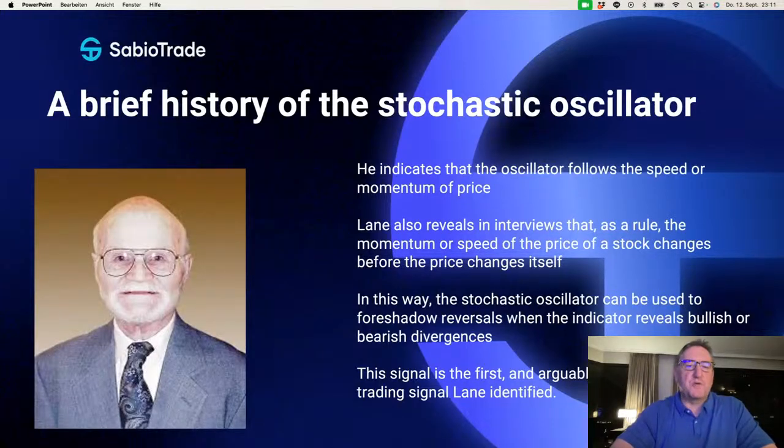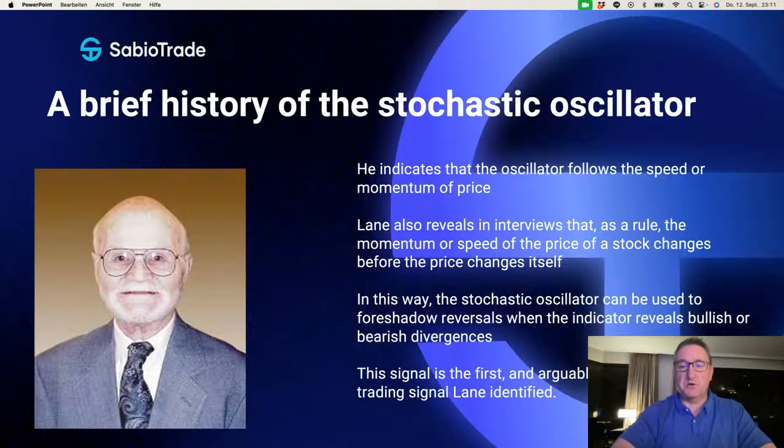Mr. Lane also reveals in interviews that, as a kind of a rule, the momentum or the speed of the price of a stock or whatever kind of product you trade changes before the price changes itself. This is what he figured out in his late years; I guess he was really an elderly person when he created this indicator. And in this way, the stochastic oscillator can be used to foreshadow reversals when the indicator reveals bullish or bearish divergences.